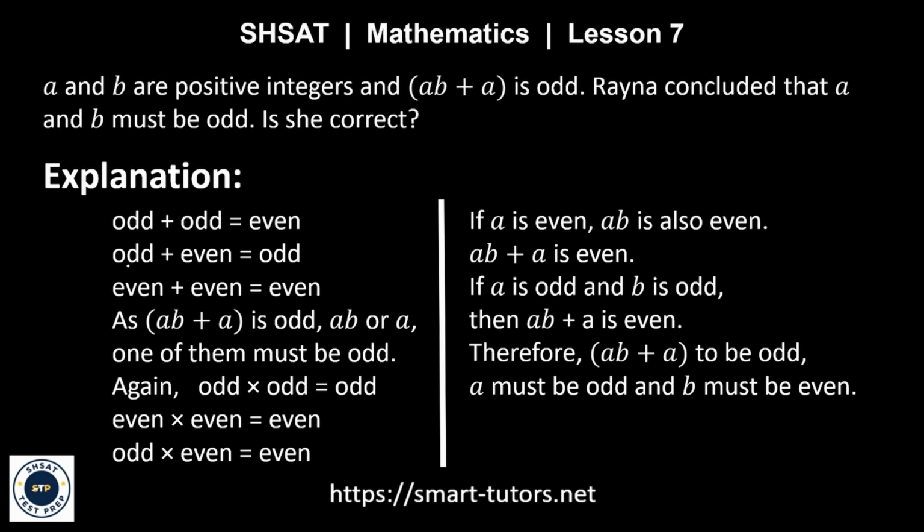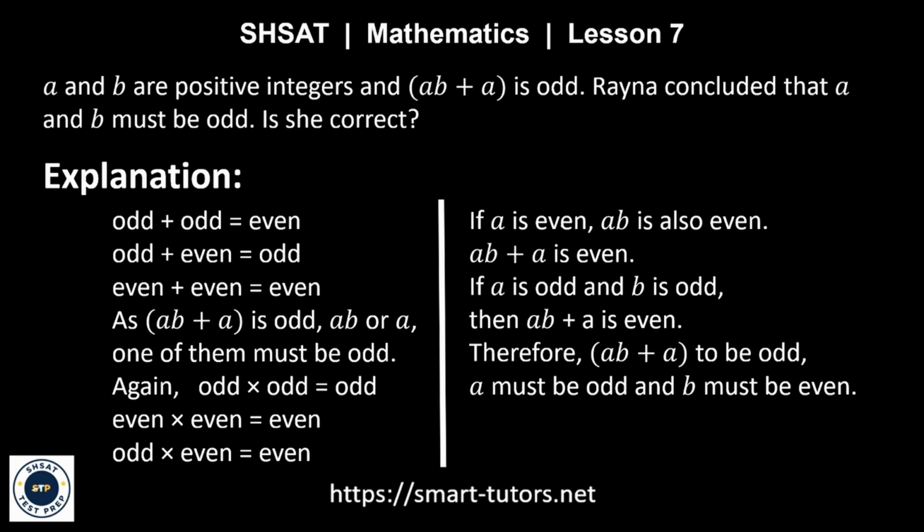So our rules for dealing with odd and even numbers: odd plus odd is even, odd plus even is odd, and even plus even is even. As AB plus A is odd, one of them must be odd. We also have multiplication of AB, so if you think of our odd and even multiplication rules, odd times odd is odd, even times even is even, and odd times even is even.